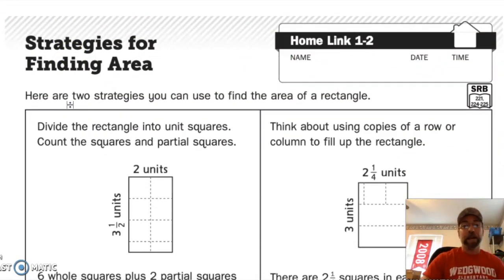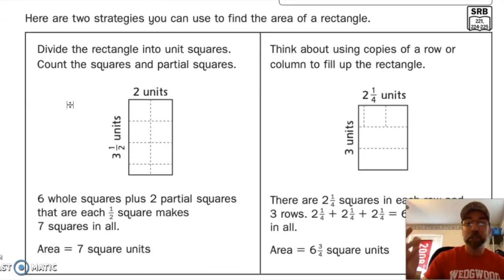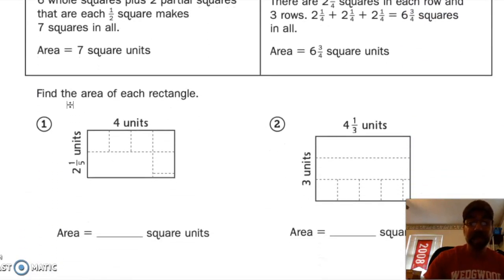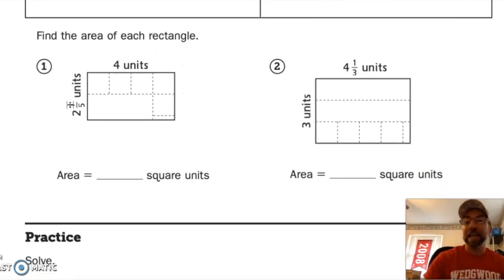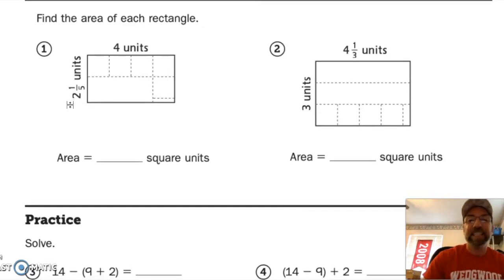All right, 5th grade. Your assignment is to complete Homelink 1.2. And you're going to notice that it is involving strategies to find area, and that some of our problems involve fractional sides. So this is just what we practiced today.